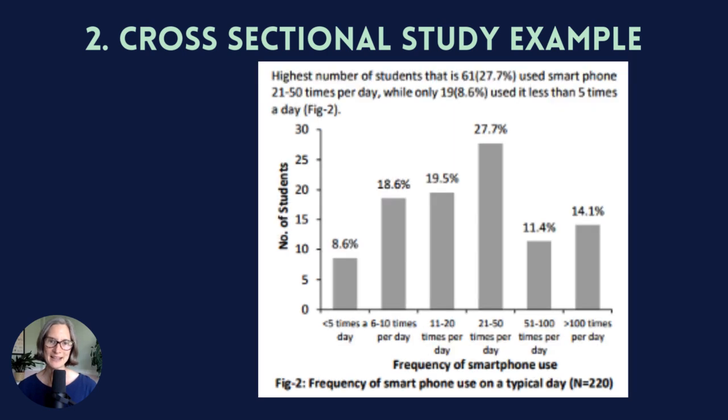And then in this next graph, this is looking at the frequency of smartphone use. So how many times are they picking up their phone to look at it in a typical day? And actually, it's almost 30% are looking at it 21 to 50 times a day. But then you've got 14% of this higher end of the spectrum looking at it more than 100 times a day.